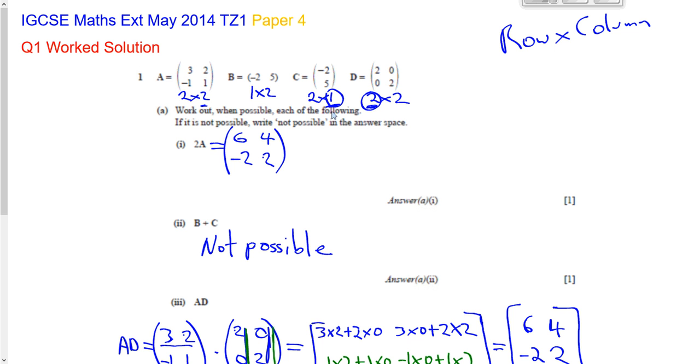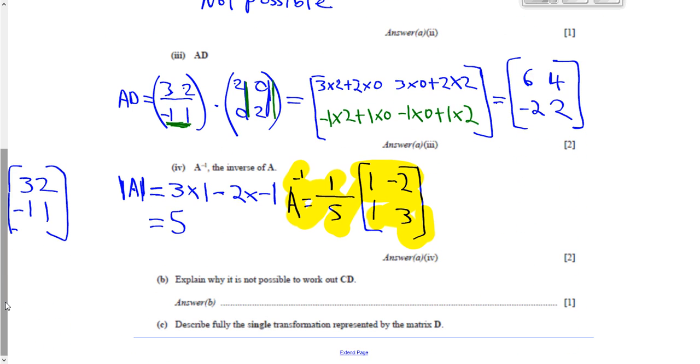If these two numbers were the same, they would be compatible. So we can do B and C can be multiplied because the orders, these two numbers in the middle, are the same. These are not, A and B are not compatible, but we know from before that A and D are compatible. So the answer is, explain, orders not compatible.